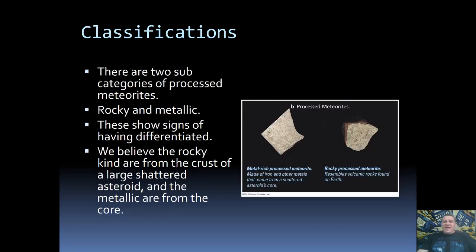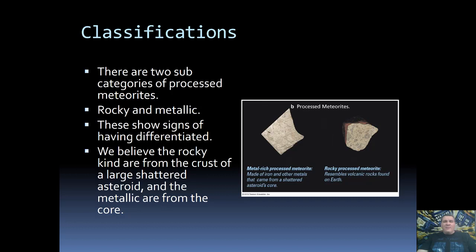Now, as we look at the other category, processed, we see that there are two types for this. Processed meteorites are ones that have changed in some way since their initial formation. So the two categories are rocky and metal-rich. What we think happened with these is that these actually come from a differentiated asteroid.